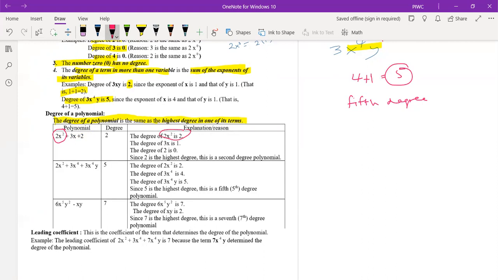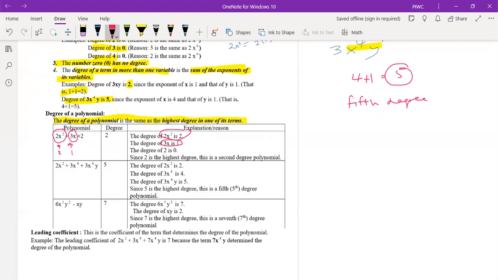2. Then what about the next term? 3x, one variable, exponent is 1. So the degree for that one is 1. So we have here, we have 2 there. Degree for this one is 1.